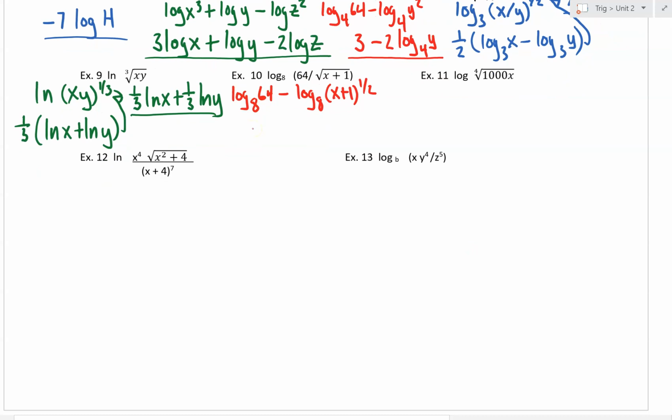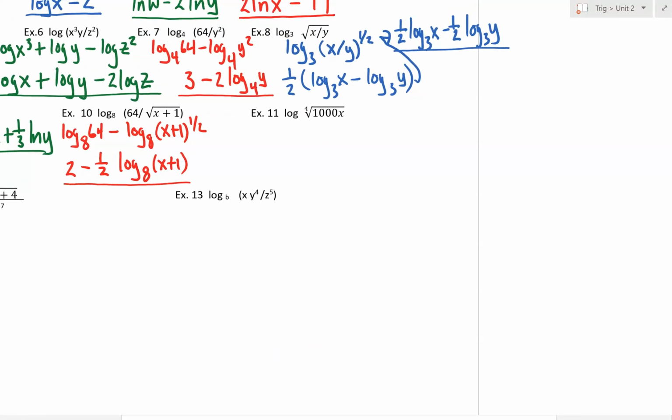Simplifying, log base 8 of 64. Well, those are all numbers. 8 to what power gives me 64? That's 2. You should be getting used to that by now. And then for the second one, I have to bring the 1/2 to the front. And it's going to say 1/2 log base 8 of x plus 1. I can't really do anything else with this. This is expanded and simplified as much as it needs to be.